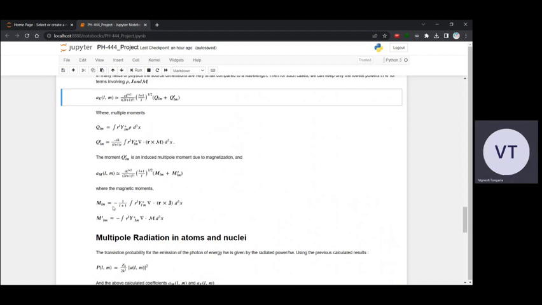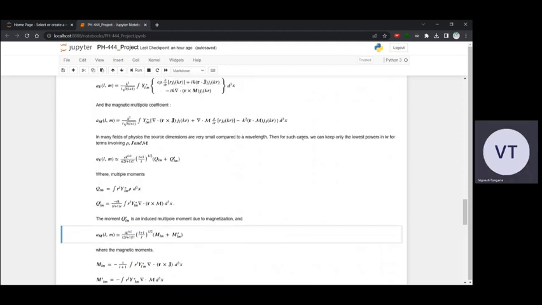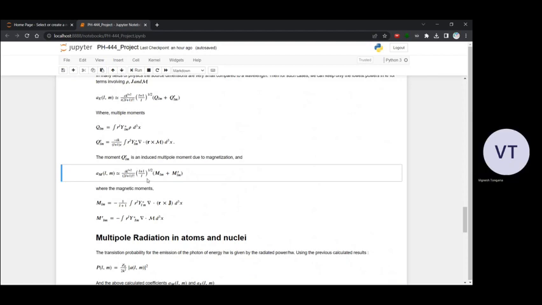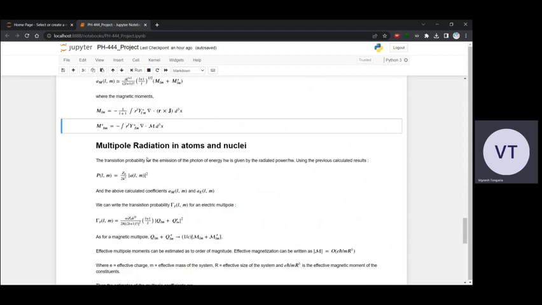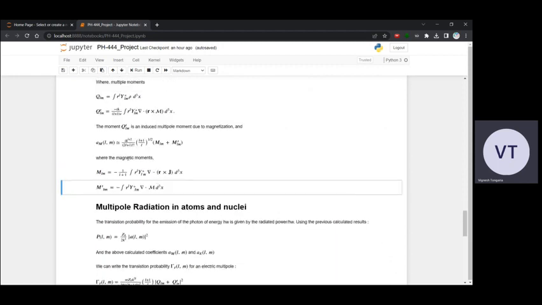And here we find that the magnetic multipole can also be written as this term, where we have assumed kr to be very small, and we have made an assumption for the Bessel functions, reducing the coefficients to this form. Yeah, so that's it for this part. We will use these coefficients later on.